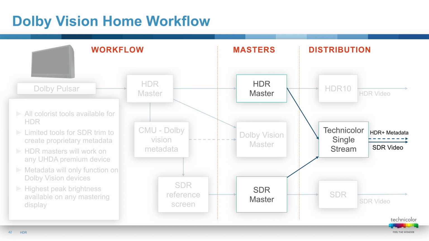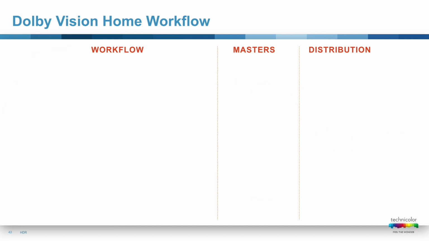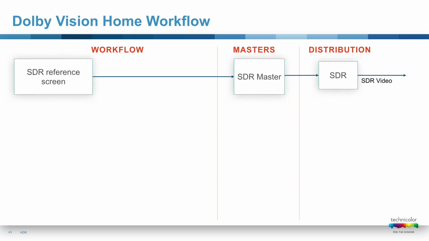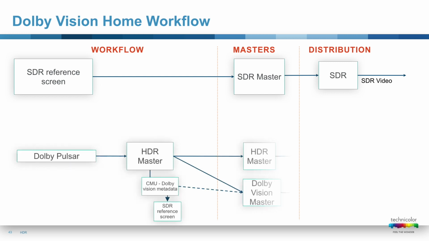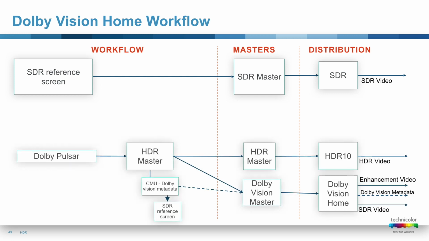I now create my HDR content. I can distribute that as an HDR10 master. I have HDR in the home. To do my SDR, I must use a proprietary tool called the CMU and do a trim pass. This trim pass is using my HDR grade that I just did, using a tool set provided by Dolby to do a trim to the SDR screen.